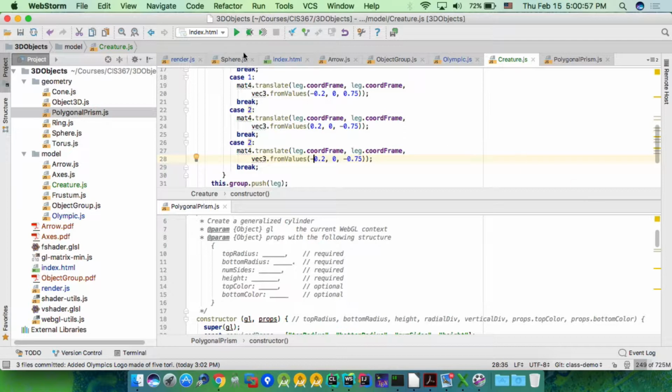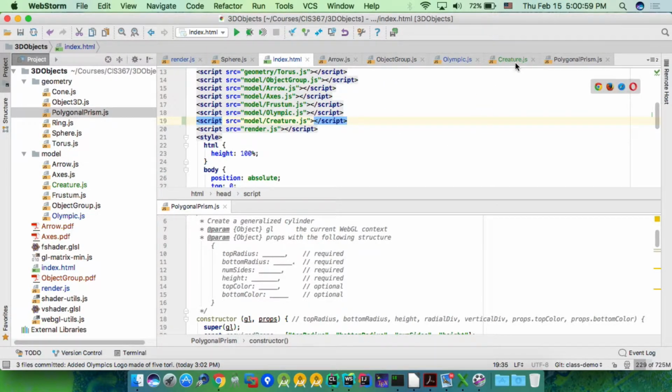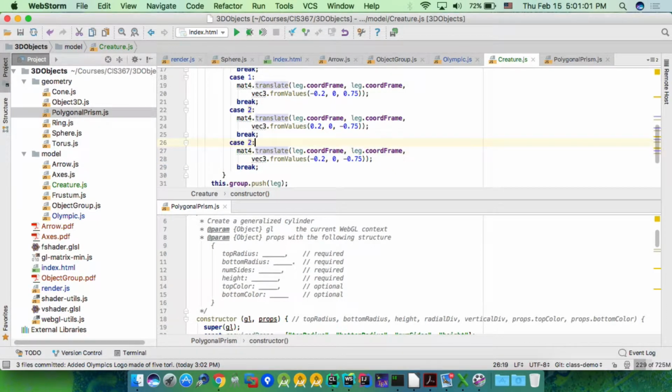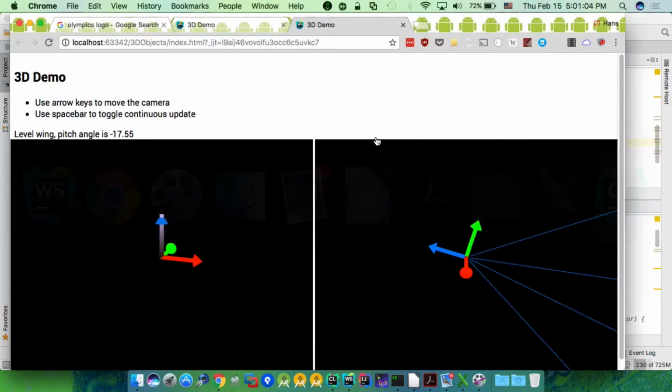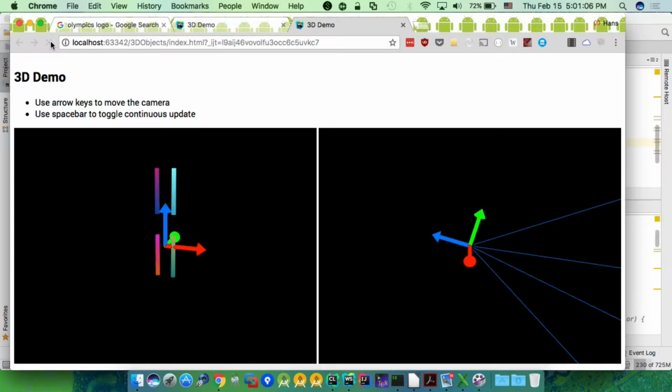Okay, so let's confirm it. Change the case number. Missing case 3. Case 3, thank you. Okay, let's refresh. What's wrong? Ah, because the cylinder is built around the z-axis, right? So then we need to rotate and then translate. Okay, so we need to rotate and translate.